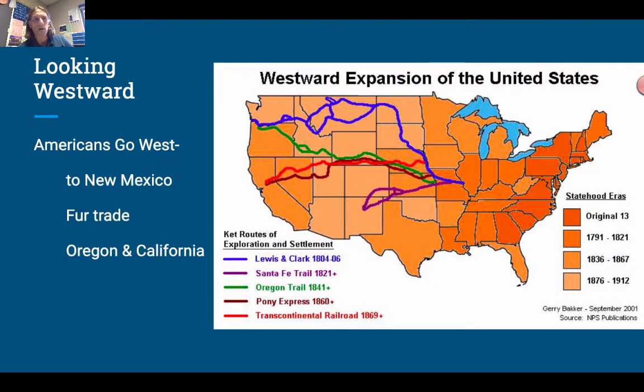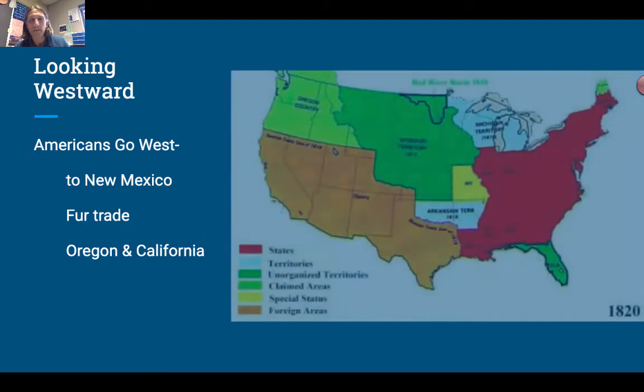So when we look at Americans going west, there's a handful of things that are happening here. They're skipping over the Great Plains. They're heading to New Mexico so that they can get access to goods and products that are being produced in Mexico and in the southern part of South America. So that's going to be the connecting station there. They're going west for the fur trade. They're heading to California and Oregon, mostly for agriculture. And there's going to be other things that are going to help speed that process up.